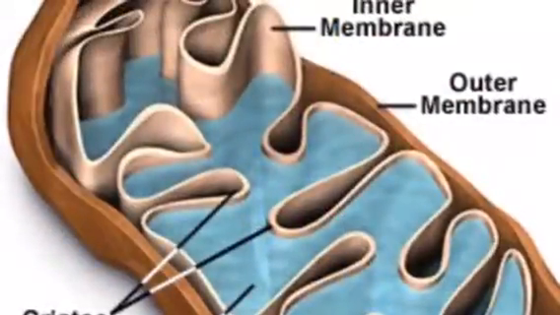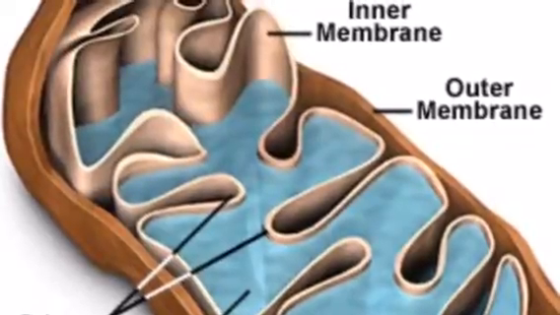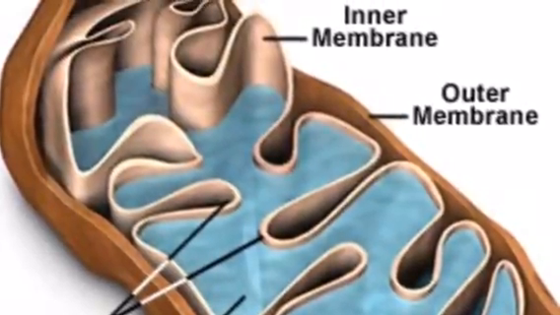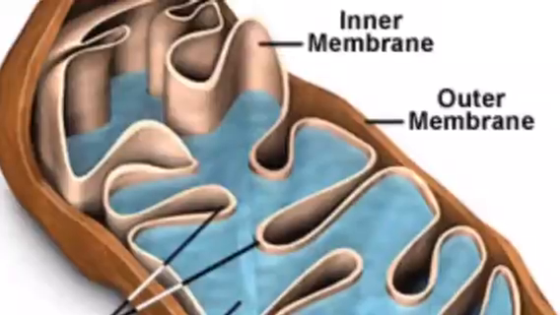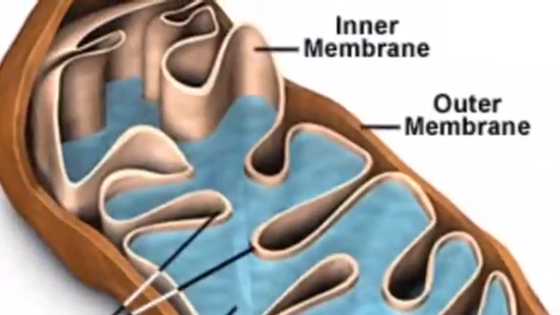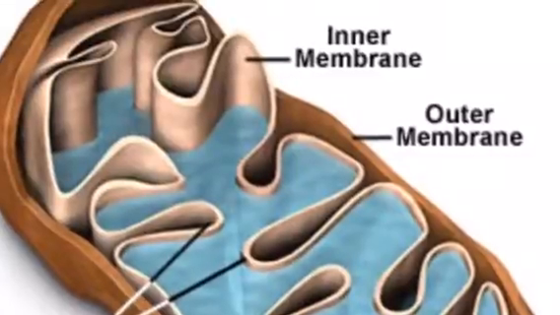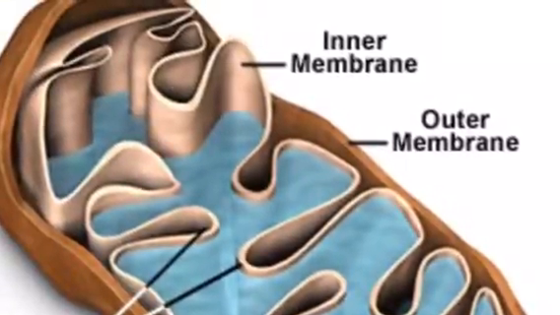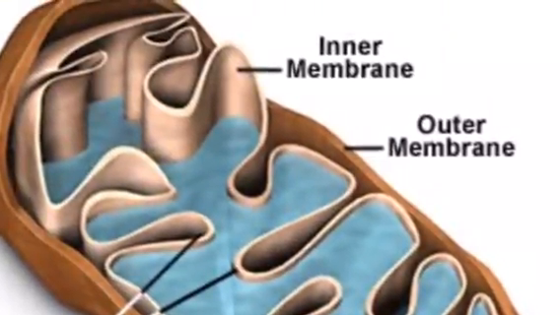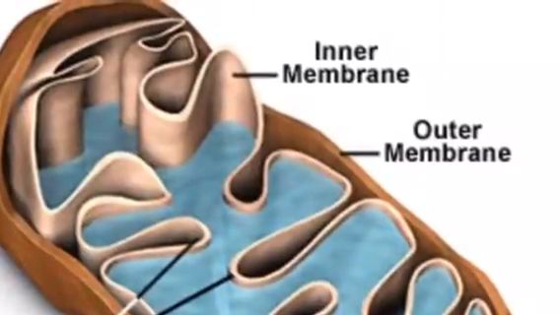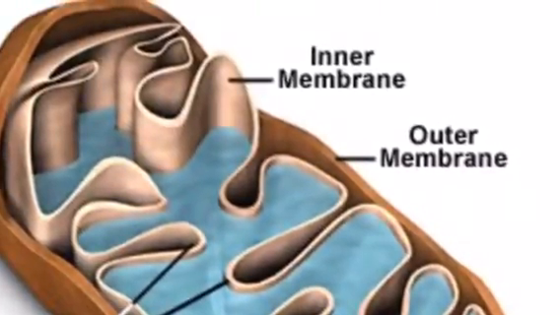Mitochondria. The outer membrane covers the organelle and contains it like a skin. The inner membrane folds over many times and creates layered structures called cristae. Mitochondria perform cellular respiration. It takes nutrients from the cell, breaks them down, and then turns them into energy.